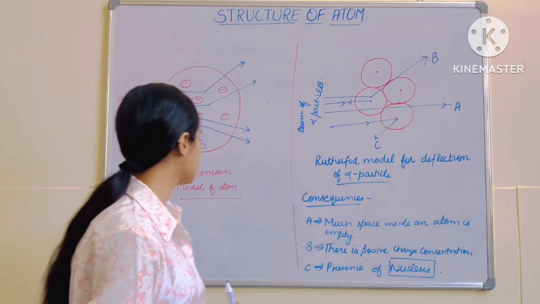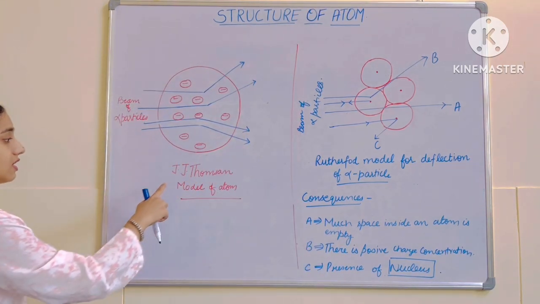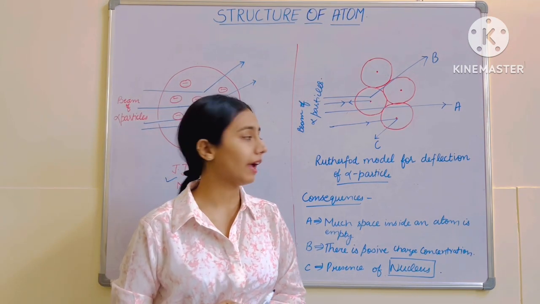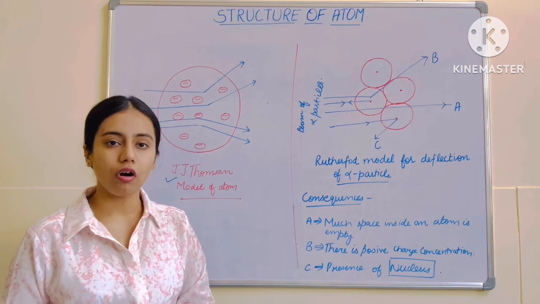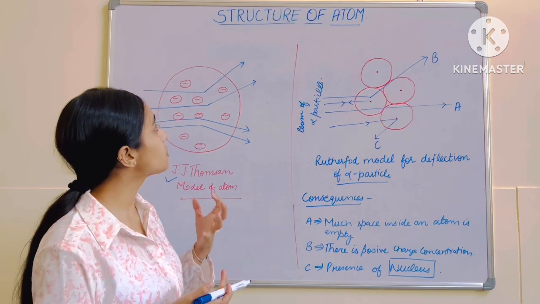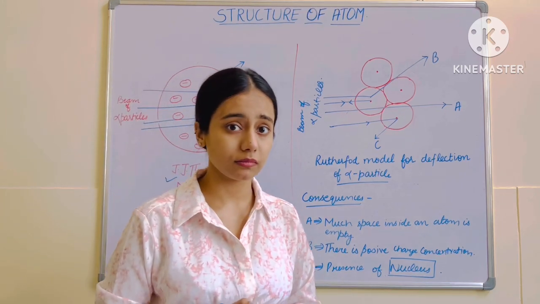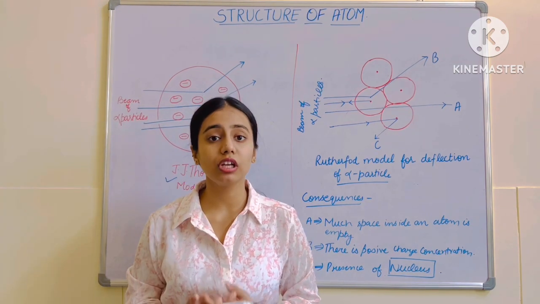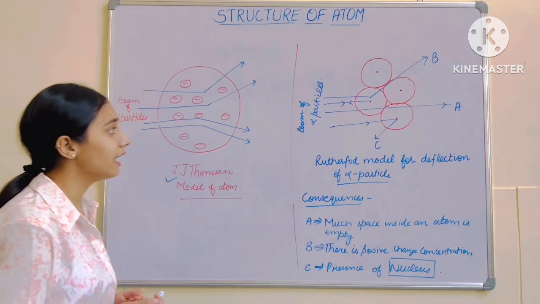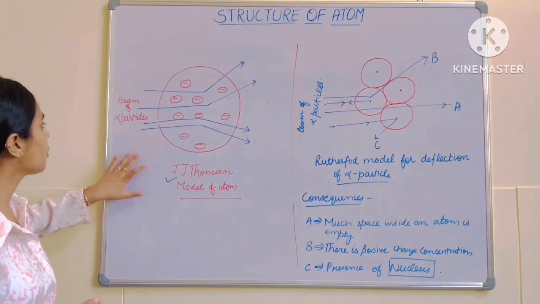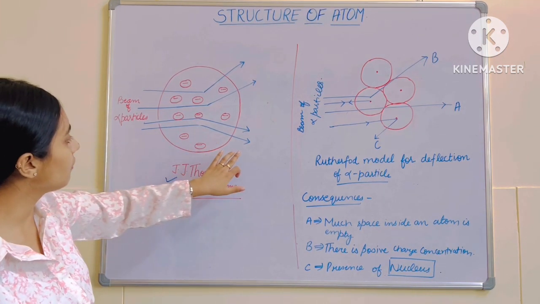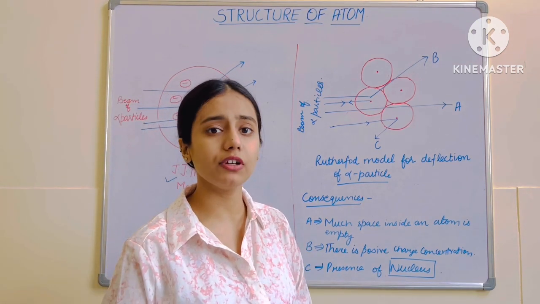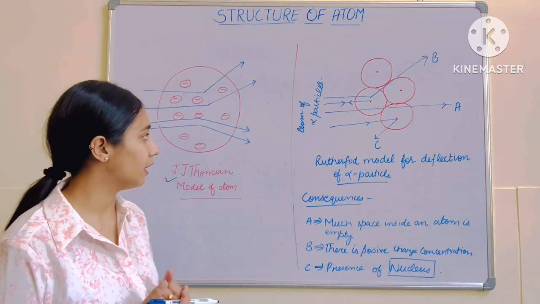Now in the previous slide we discussed J.J. Thomson's model of an atom. This model was discarded by Rutherford. He thought of some experiments which might prove the structure of an atom. What he did was bombard a beam of alpha particles on gold foil, and he expected that a little deflection of the alpha particles would be seen, but this was not the case. The observations were much different.